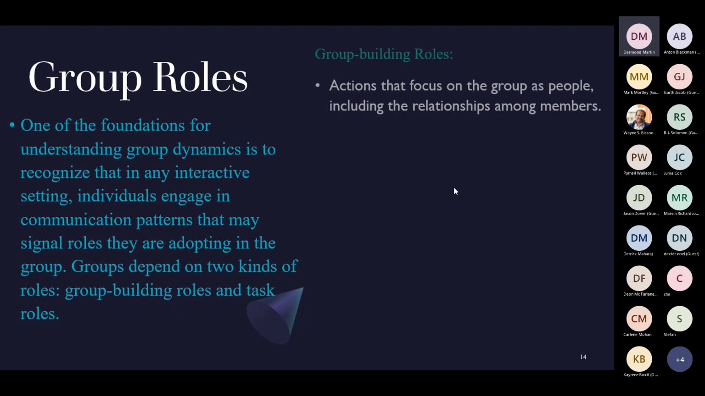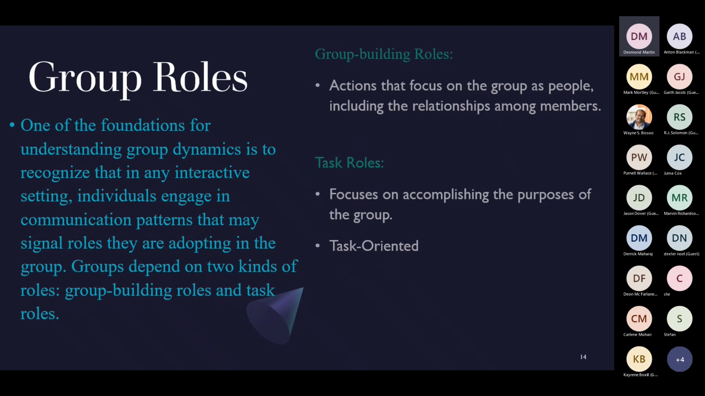Group building roles. Actions that focus on the group as people, including the relationships among others. Also called maintenance roles. Group building roles attend to the processes of the group.